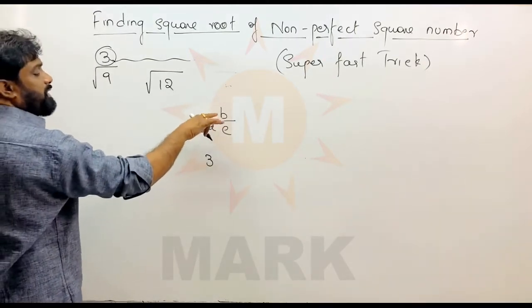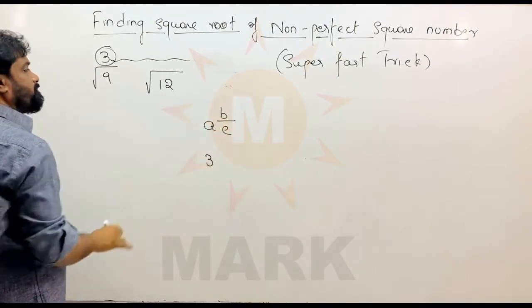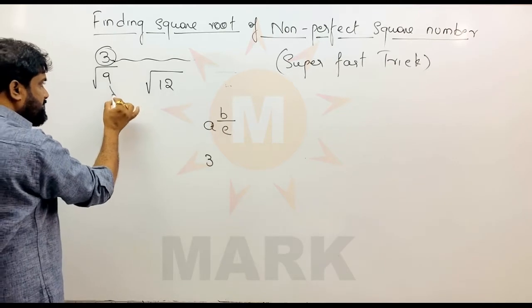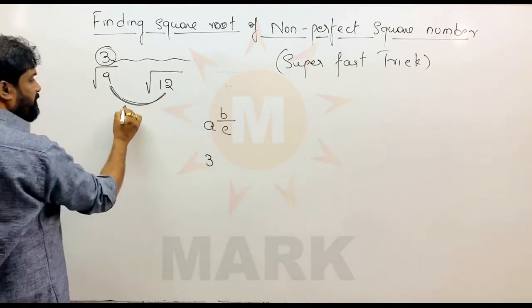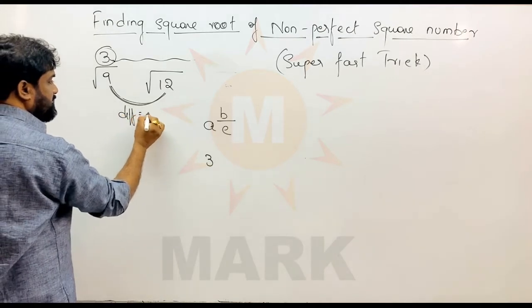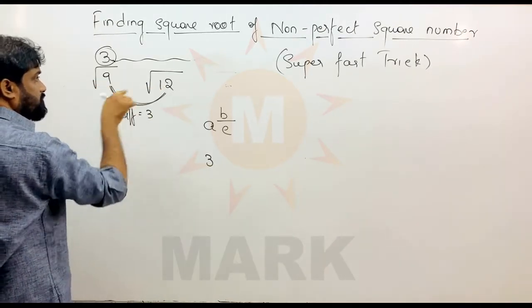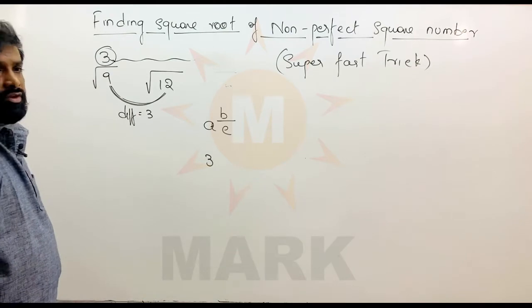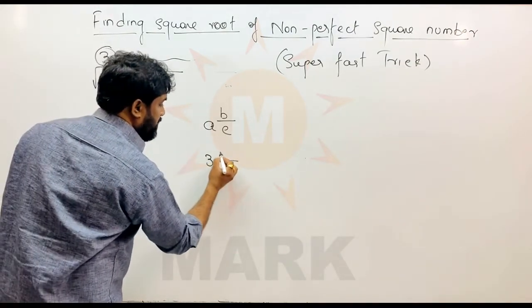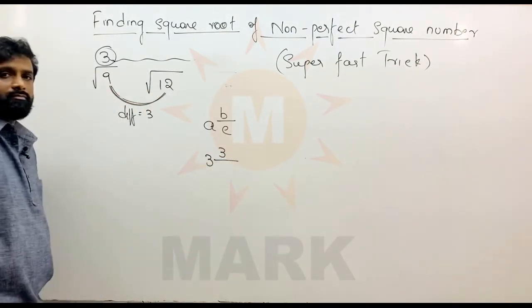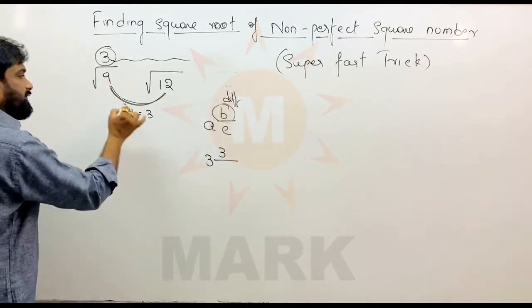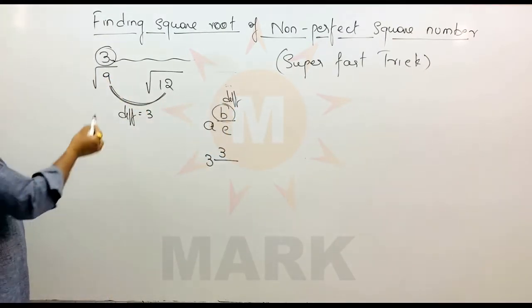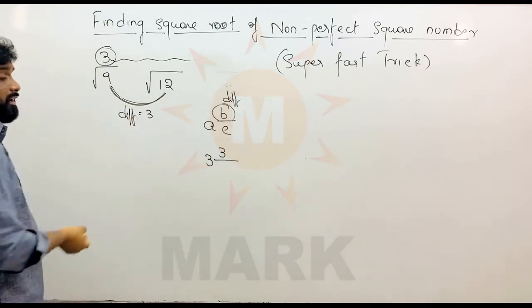In the place of B, that means the numerator, the fraction part, what is the difference between this 9 and 12? The difference between 9 and 12 is 3. That difference will come in the place of the numerator here. B is nothing but the difference. Which difference? The difference between these two numbers: the reference number you have taken and the given number.